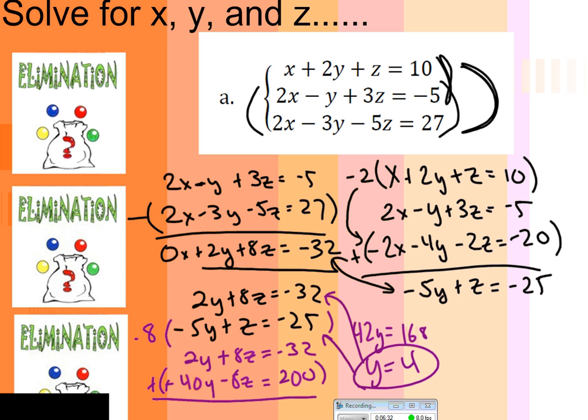All right, so I'll take the top one. 2 times 4 plus 8z equals negative 32. So 8z is going to be equal to negative 40. So z is going to be negative 5.